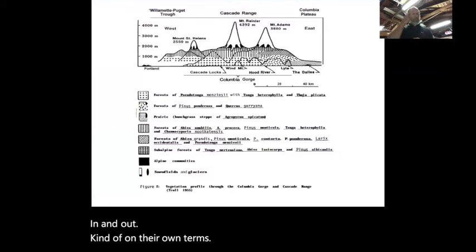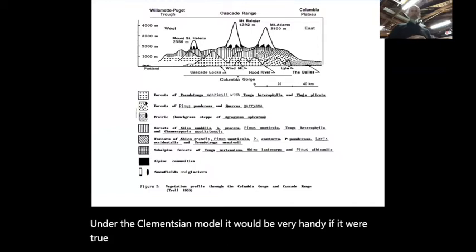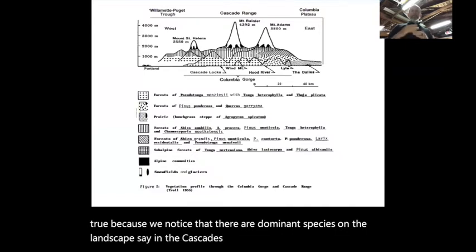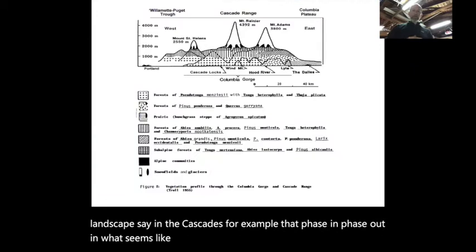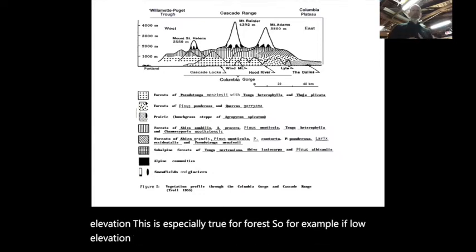Under the Clementsian model, it would be very handy if it were true, because we notice that there are dominant species on the landscape, say in the Cascades, for example, that phase in and phase out in what seem like banded vegetation patterns as we go up in elevation. This is especially true for forests. So, for example, at low elevation near Portland or near Seattle, you have Douglas fir or western hemlock forests.